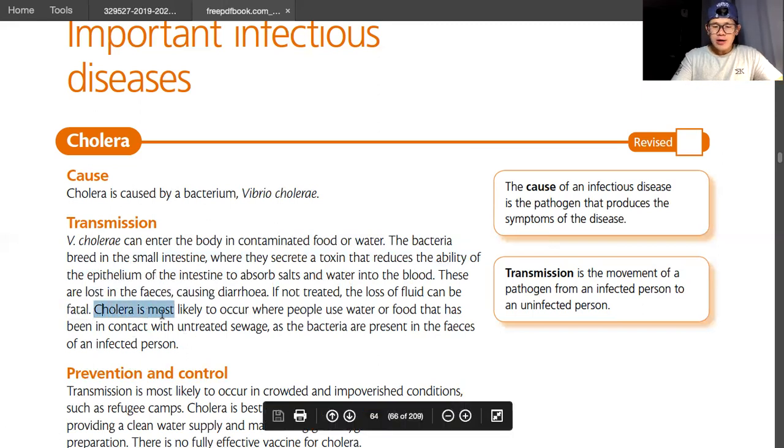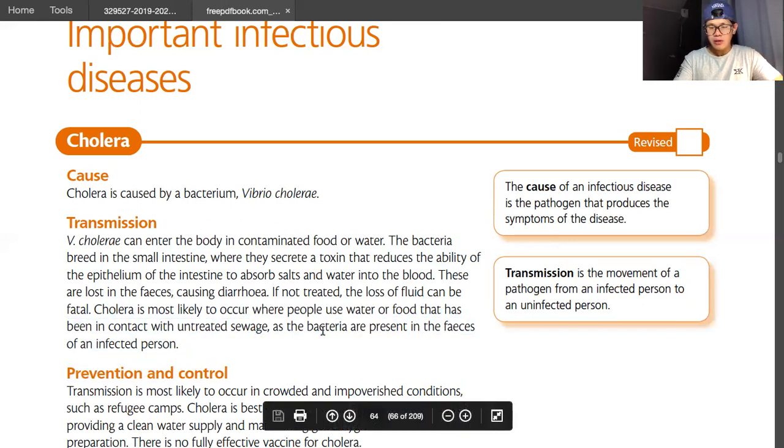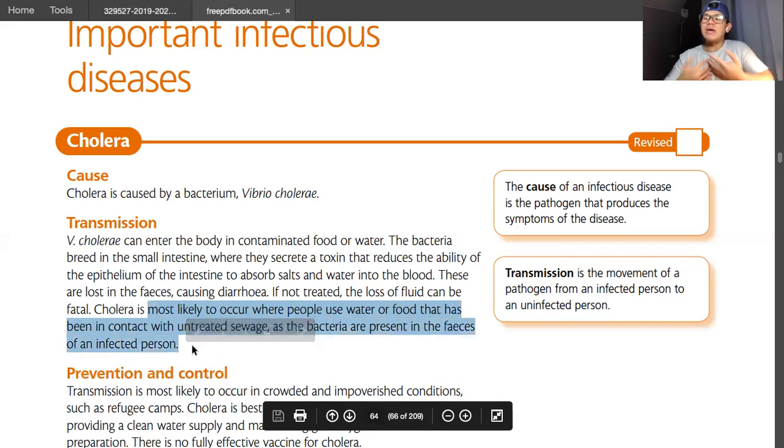And cholera, where is it likely to happen? Where does it occur? It usually occurs when people use water or food that has been in contact with untreated sewage. Okay, as the bacteria are present in the feces of an infected person. So this is one of the main culprits. Okay, how do they easily get transferred from one person to another?